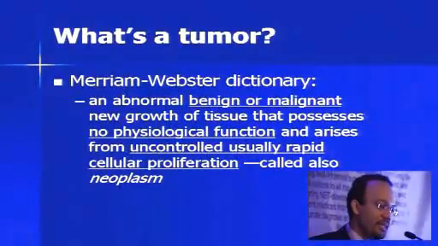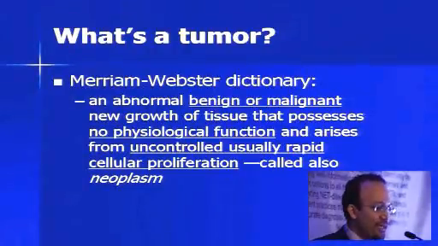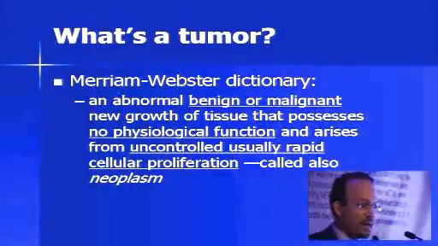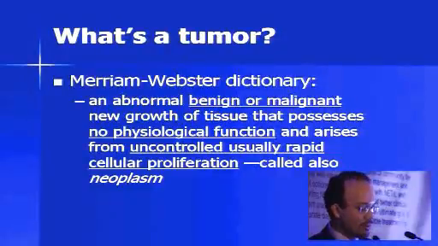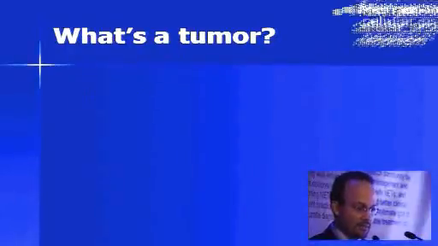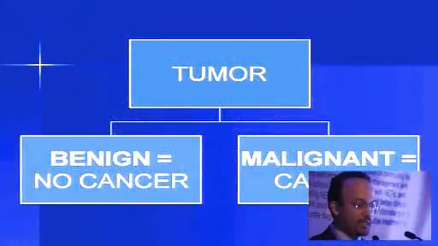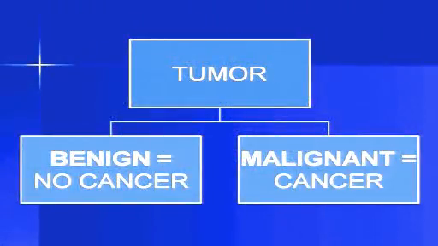We check the dictionary. The Merriam-Webster dictionary defines tumor as an abnormal, benign, or malignant new growth of tissue which possesses no physiological function, and I emphasize physiological, which means not normal function, and arises from uncontrolled, usually rapid cellular proliferation, which is also called neoplasm. So notice that when we say tumors, it doesn't mean cancer. It could be benign or not cancerous. It could be malignant or cancerous.